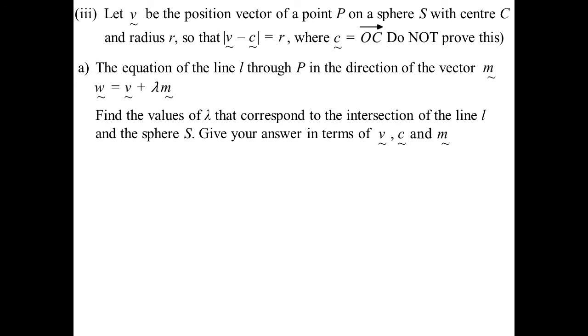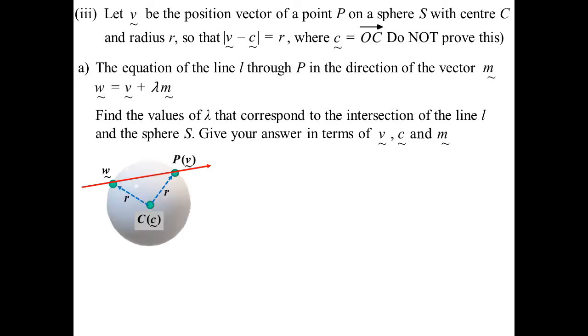The equation of the line L through the point P in the direction vector M. That's just a long way of saying the line is that. W, they've given it the letter W rather than the usual r, possibly so it didn't get confused with the radius maybe. So W is equal to V, a point on the line, plus lambda M. M is the direction vector. Find the values of lambda that correspond to the intersection of the line L and the sphere S. The answer will be in terms of V, C, and M.